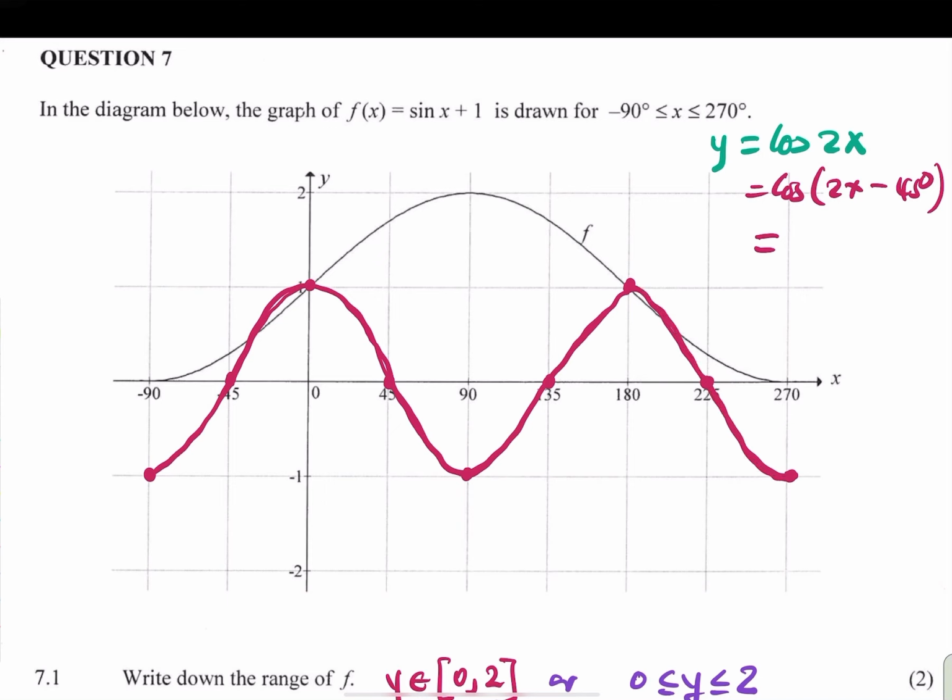I think Zamukuhle will agree with me there.